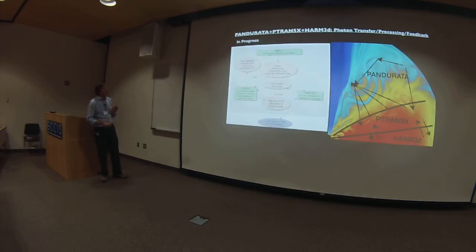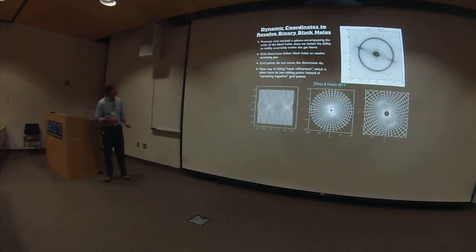And this is a schematic of how we're approaching this. So Harm has to somehow apply a more accurate radiation field, and that informs P-Transx and Pandorata calculations. The P-Transx then gives a better result of the cooling rate locally, that then informs how the plasma evolves.